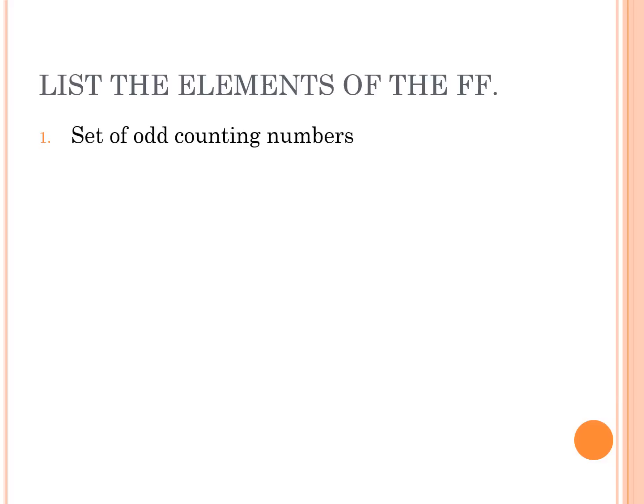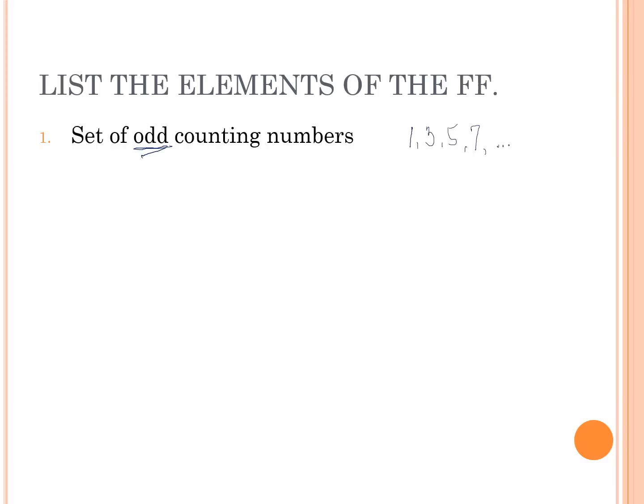Now let us try this activity as we list the elements of the following. For number one, we are going to list down the set of odd counting numbers. Are you familiar with odd numbers? Odd numbers are numbers which cannot be divided exactly by 2, so they have a remainder of 1. What are those odd numbers? Of course, the lowest is what? The lowest odd number is 1, followed by 3, followed by 5, followed by 7, and so on.